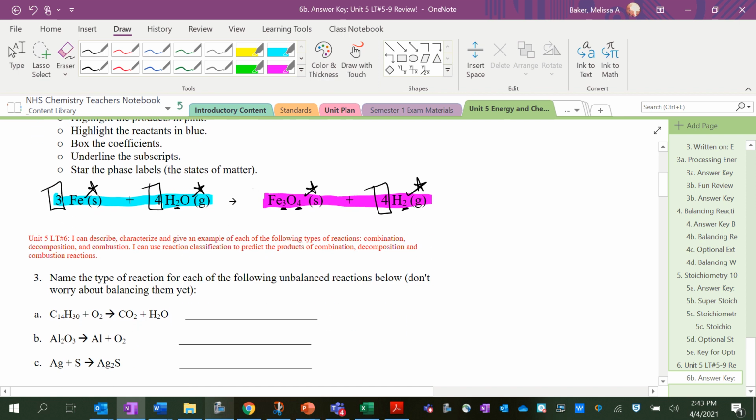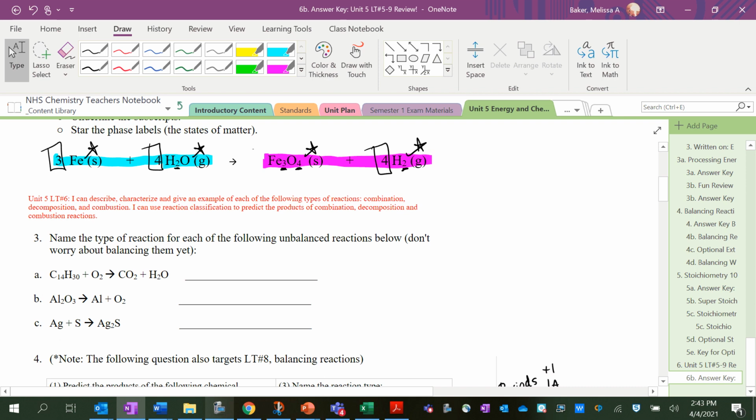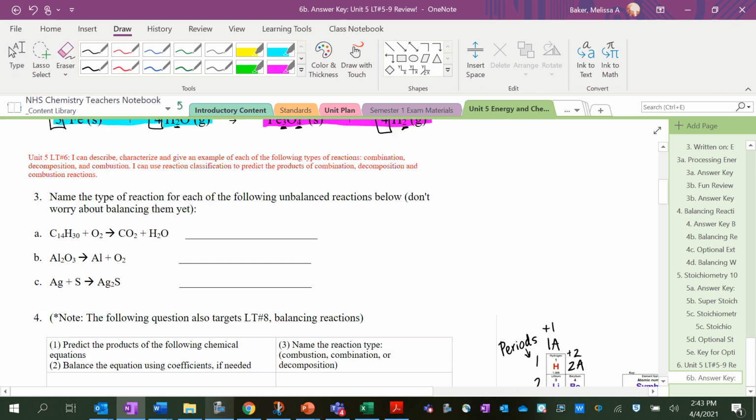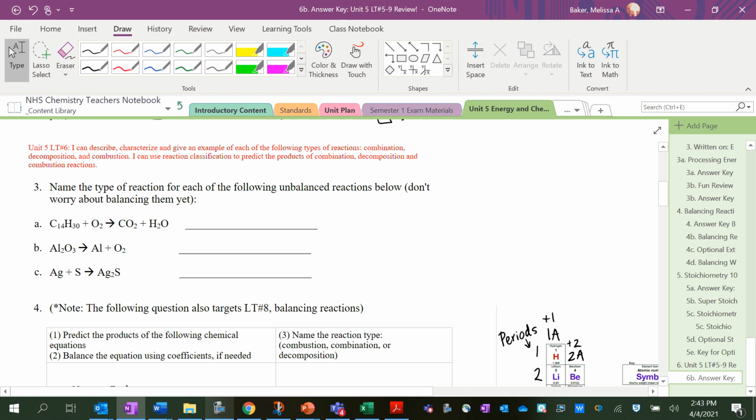Okay, next learning target. I can describe, characterize, and give an example of each of the following types of reactions: combination, decomposition, and combustion. I can use reaction classification to predict the products of those reactions. Number 3, name the type of reaction for each of the following unbalanced reactions below. Don't worry about balancing them yet.